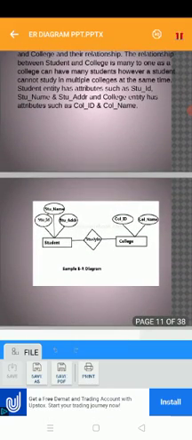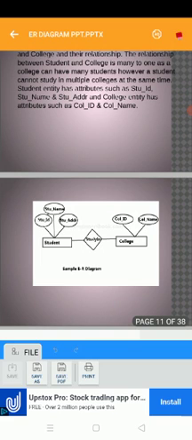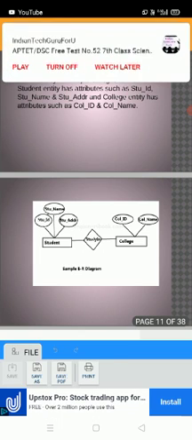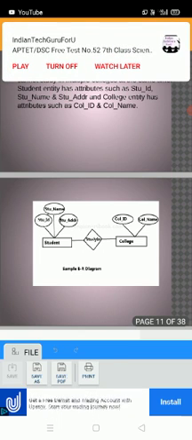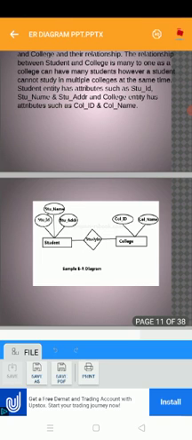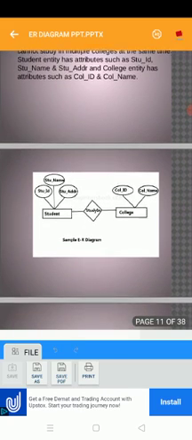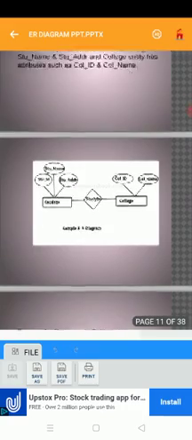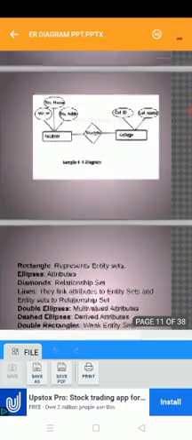In this diagram, it is a simple ER diagram. There are two entities, student and college. The student entity has student ID, student name, student address, and studying-in college ID and college name. One student can study at one college at the same time. This is the diagram, briefly, of the student and college entities.